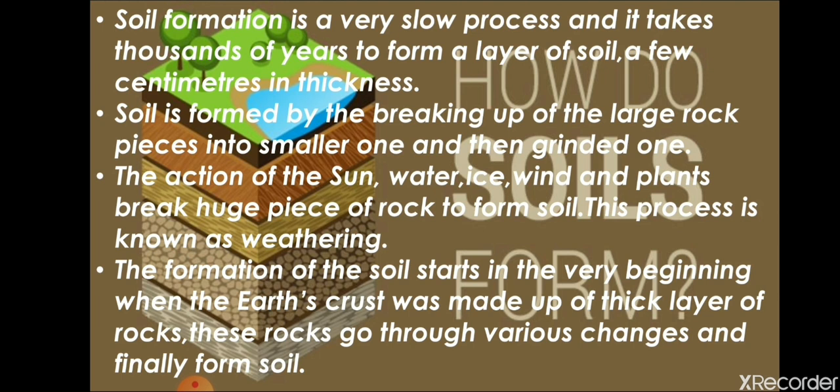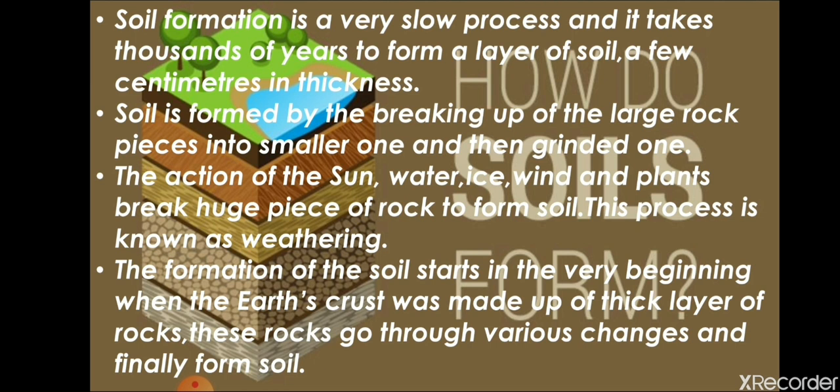So the formation of the soil starts from the very beginning. When the earth formed, at that time there was just rocky pieces, there was only rock. From that time the soil has started forming, and those rock pieces broke into smaller pieces, and now we are having soil in this form. The soil formation is a very slow process. Soil is formed by the process of weathering. Weathering means breaking up of big rock pieces into smaller ones. So basically the agents responsible for the formation of soil are sun, wind, ice, plants, all these things.